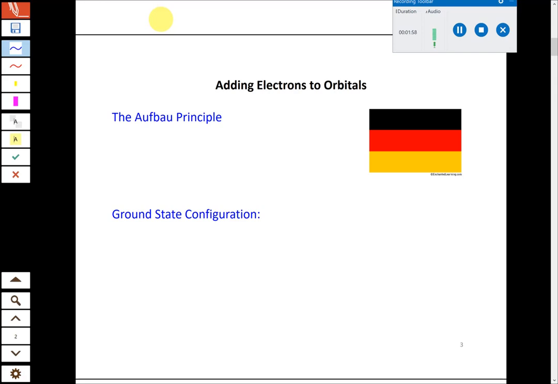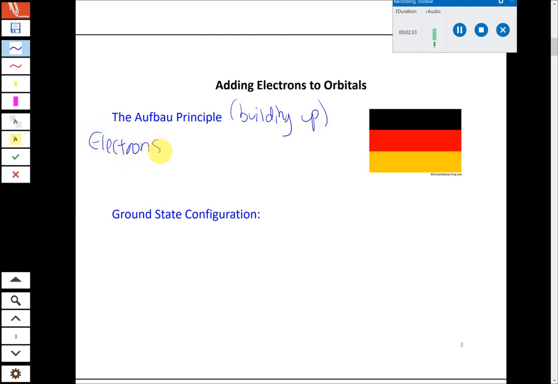The first one is called the Aufbau principle. I don't think it was named after a person. I think Aufbau actually means building up. It's a German term, but it means building up. The idea with the Aufbau principle is that we're going to fill the subshells in order of increasing energy. So we're going to fill the lowest energy subshell first, then the next one, then the next one, until we have put all of our electrons in, however many electrons we have in that atom. That's what the principle is.